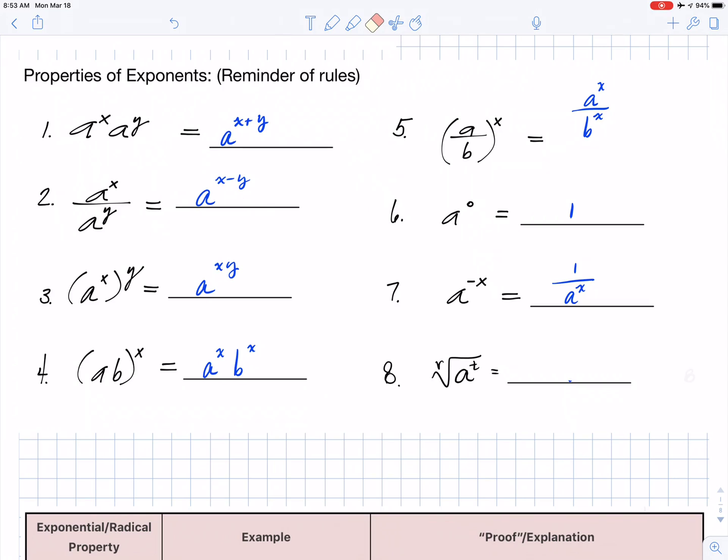And then lastly, number eight rule says that if I have the rth root, so maybe this is a square root, a cubed root, a fifth root, of some base raised to a power, this is going to be that same base. My power stays the same, it's on top, and my root is on the bottom, kind of like the roots of a tree are on the bottom, but the power for the tree comes from things that are in the air, like the sun, the wind, the rain, etc. So that the power goes on top, the root goes on bottom.